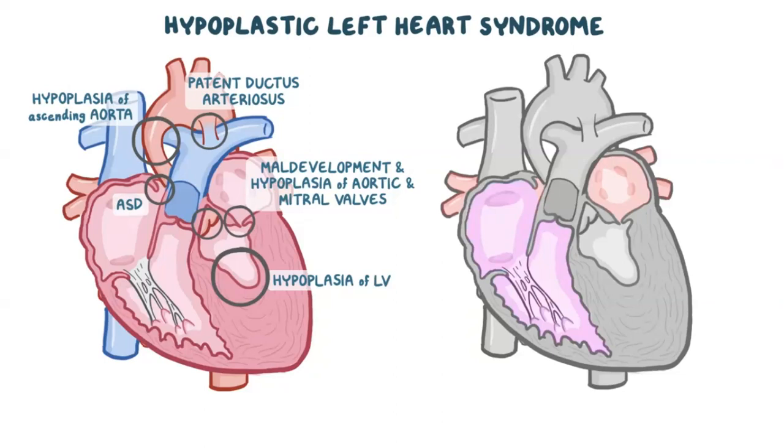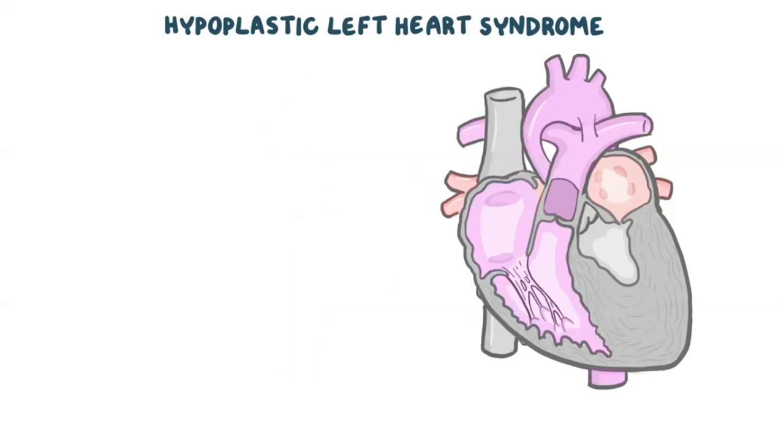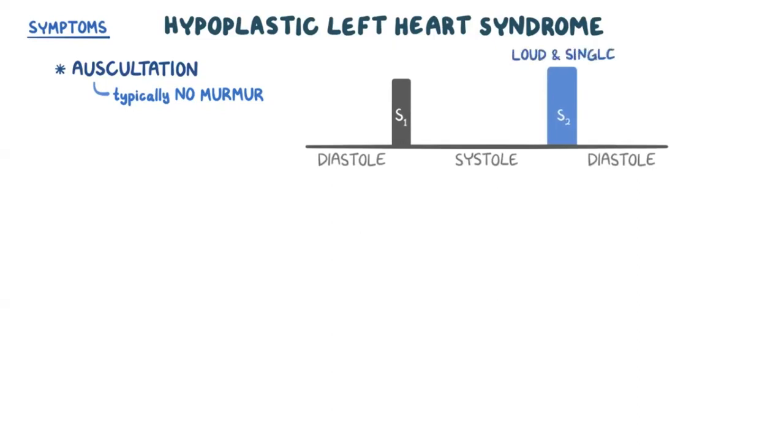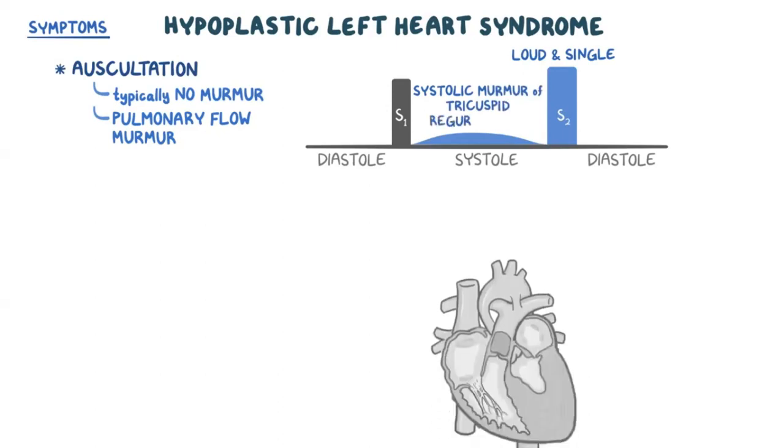This results in desaturated blood that exits the right ventricle through the pulmonary artery to the lungs and through the ductus arteriosus to the systemic circulation. On auscultation, typically, no murmur is heard. The second heart sound is loud and single due to the absence of the aortic valve component and the associated pulmonary hypertension. In some, a pulmonary flow murmur may be present alongside a systolic murmur of tricuspid regurgitation.